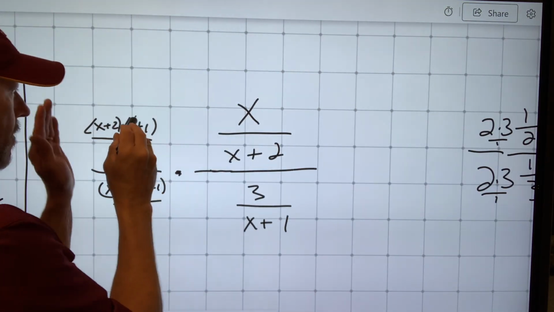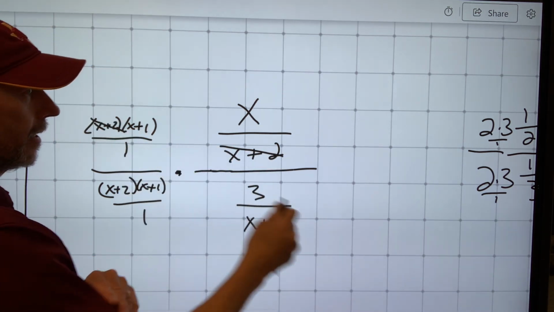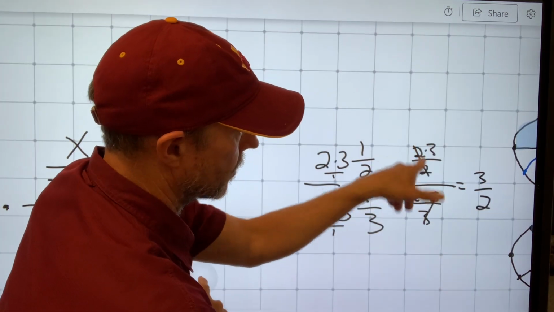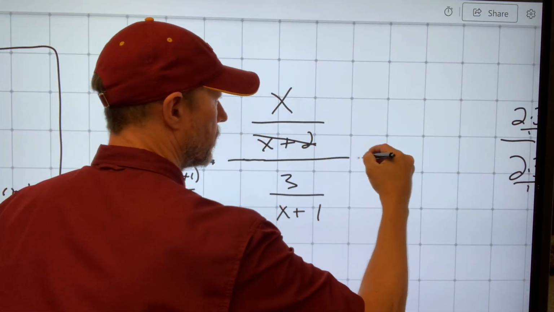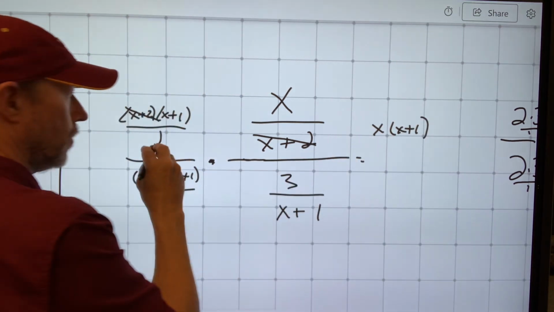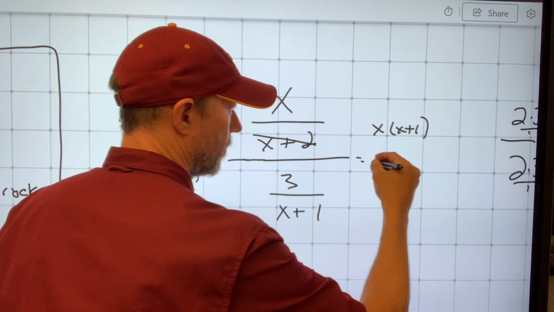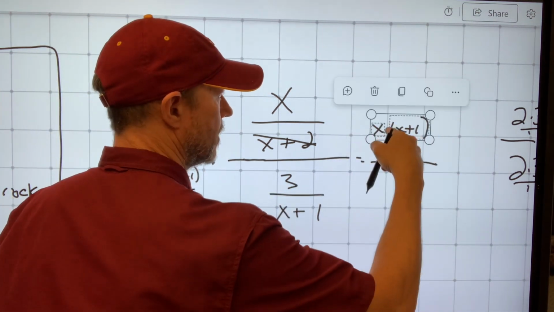Well, when I multiply this fraction by this fraction, the x plus 2's are going to cancel, just like over here the 2's canceled. Okay? And that leaves me x plus 1 times x. And this 1 times that is just 1, so we can drop the 1. So that's what we have in our numerator.